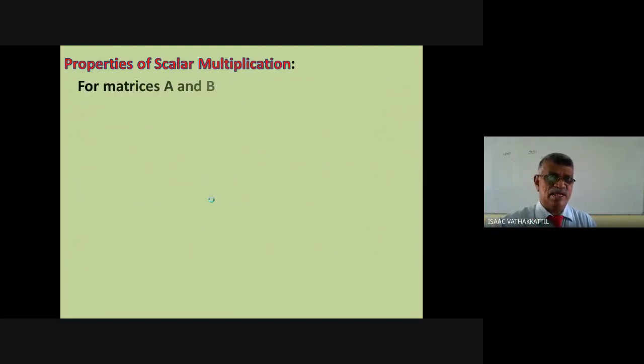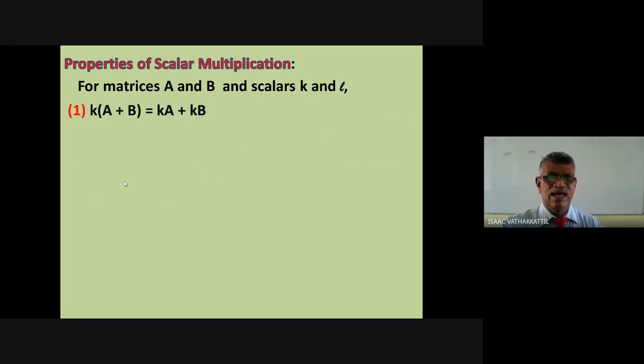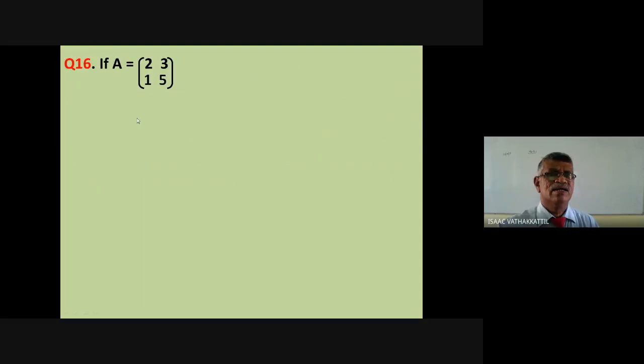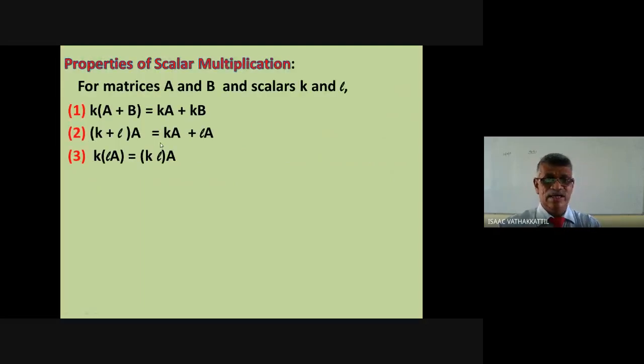Properties of scalar multiplication, I am writing together because it is easy to understand. For matrices A and B and scalars K and L, K into (A plus B) is KA plus KB. (K plus L) into A equals KA plus LA. K into (LA) is (KL) into A. Alright? You can also write 1 into A equal to A. That is obviously understood. That is why I did not write it.